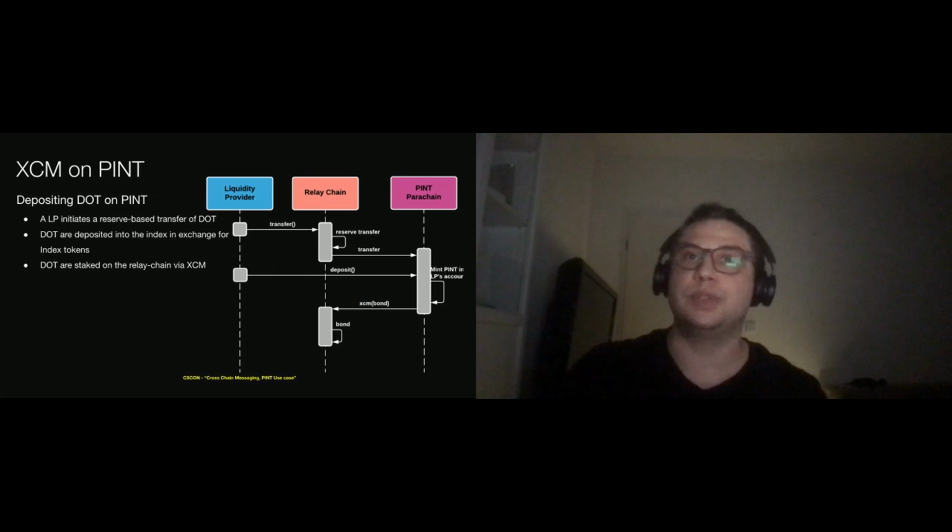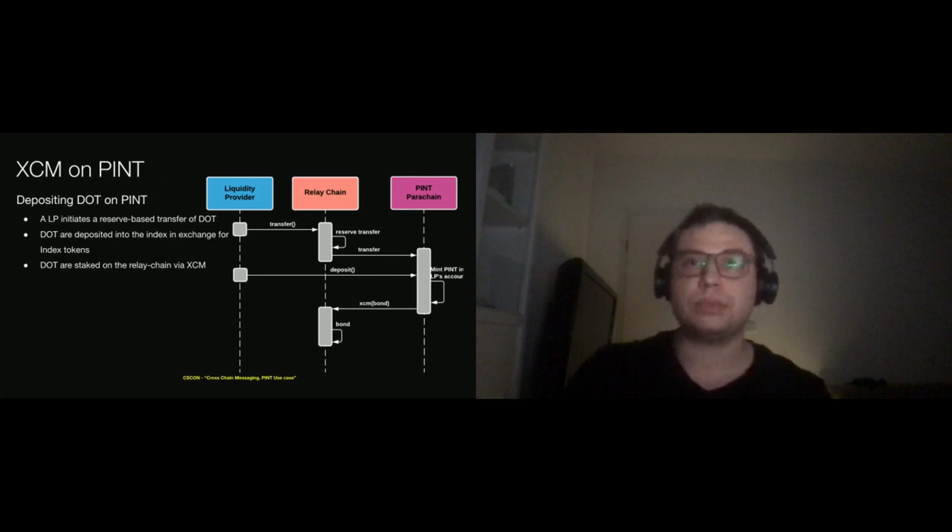First, the user issues an XCM transaction on the relay chain. Then those funds that are about to be sent to a parachain will be transferred into some kind of reserve account that is attached to the parachain, and then eventually, if everything checks out, if the user has enough balance, an XCM message is dispatched to the PINT parachain, at which point the parachain can be ensured that those funds are actually available.